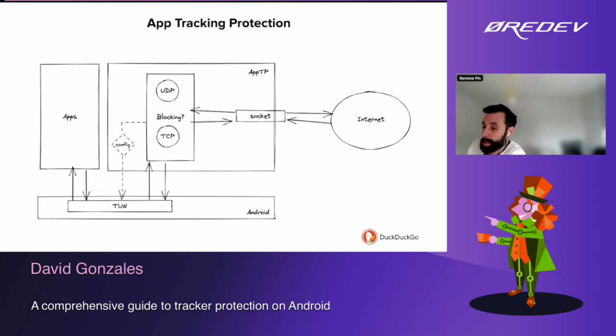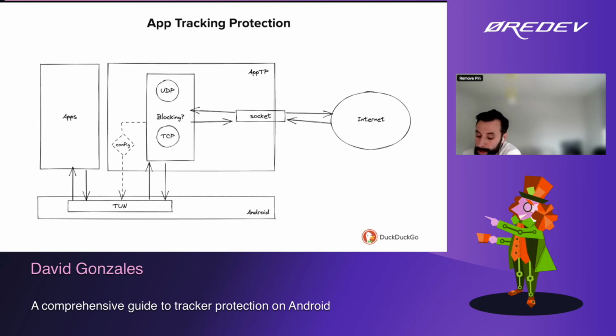The main idea is that Android will create a tunnel interface between all the apps in your device and the internet. Using that tunnel interface, you're able to identify what apps are making requests, where those requests are going, and then we can operate on those. At the beginning of AppTP, the box between the tunnel interface and AppTP, all that TCP. I have to explain that we do this at TCP IP level.